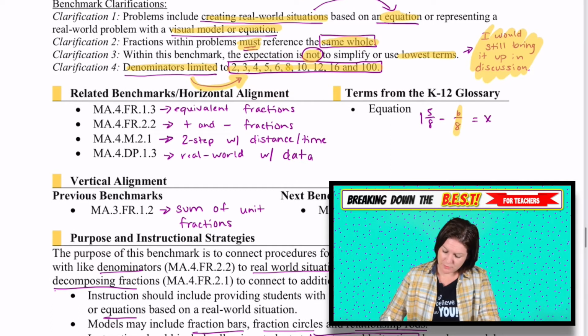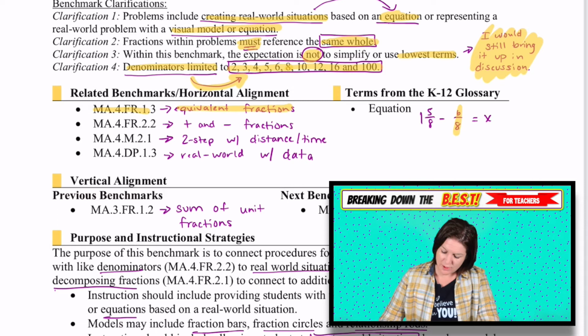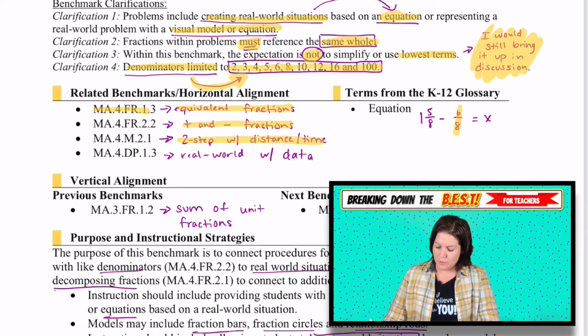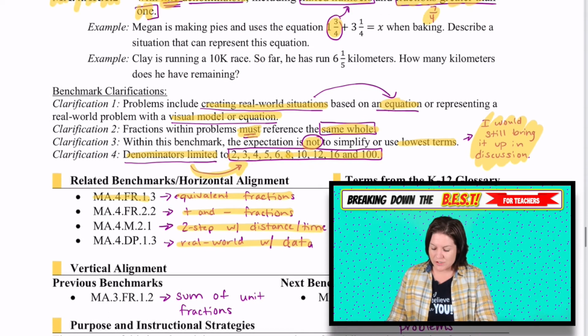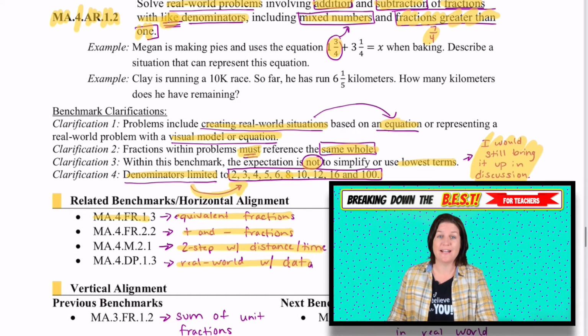Related benchmarks. In 4th grade, we have equivalent fractions. We have adding and subtracting with fractions. We have 2-step with distance and time that's related, and our DP standard, real world with data. So fractions are pretty heavy in 4th grade, so we need to make sure that they've got it now.